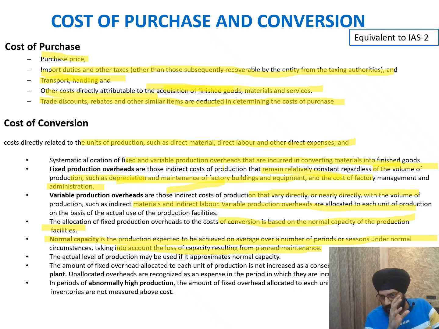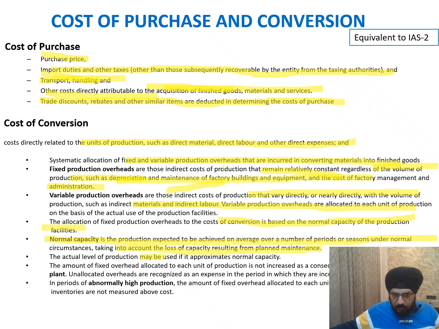If my capacity for a particular day reduces below 5,000, I will not over-absorb the cost to my inventory. What I will do is restrict it to the actual production. If my actual production is less than the normal production, then whatever balance is there will be charged to my P&L. We'll discuss that in the next slide.